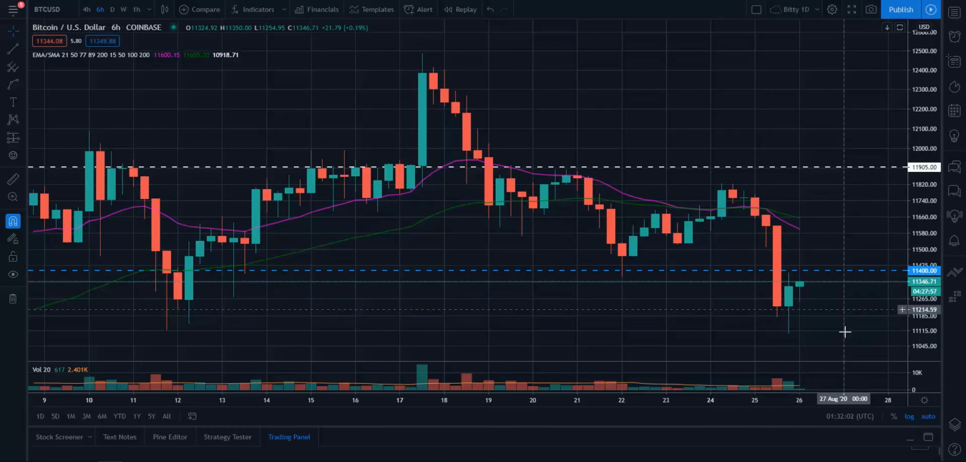So for trade setups, if you wanted to go short, I would wait for a 6-hour close below these two bars right here. Call it 11,230. For any long setups, I'd wait to reclaim 11,400. And once you do that, I'd expect it at a minimum to come back up here and test this support line again in the short term. On the higher time frame, let's look at the daily.